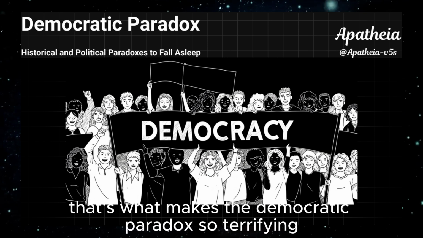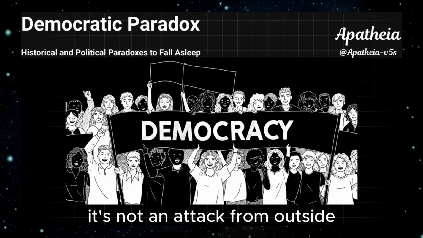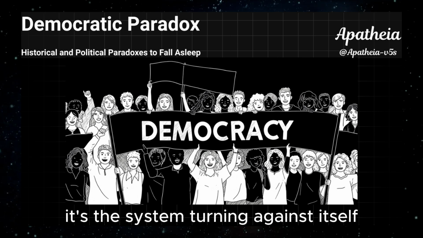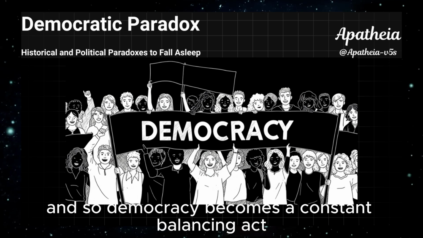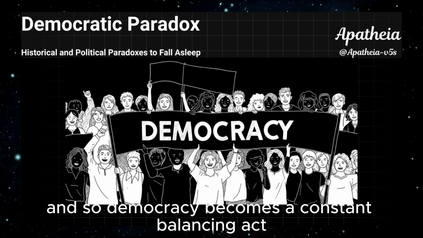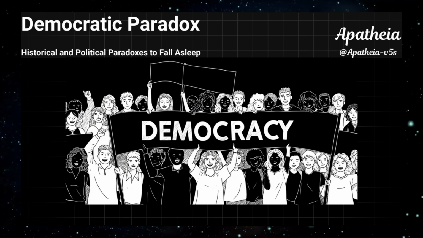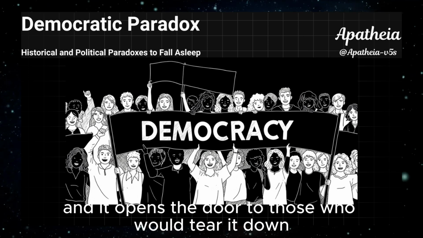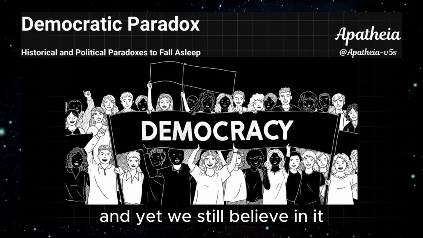That's what makes the democratic paradox so terrifying. It's not an attack from outside. It's a rot from within. It's the system turning against itself, not by force but by choice. And so democracy becomes a constant balancing act. Too much control and it becomes authoritarian in disguise. Too little and it opens the door to those who would tear it down. And yet, we still believe in it.